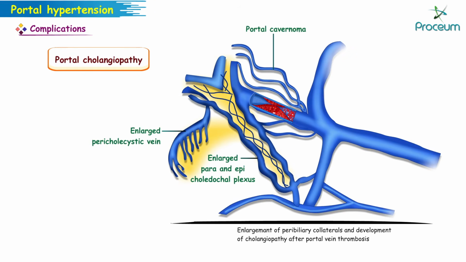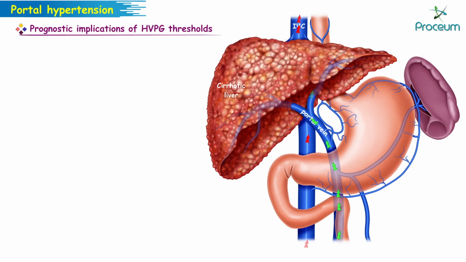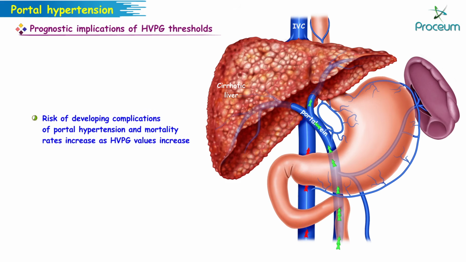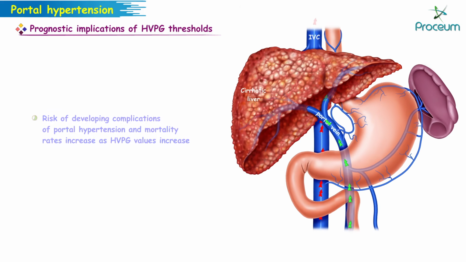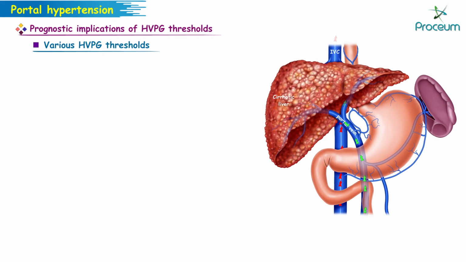Other complications include ascites, spontaneous bacterial peritonitis, hepatorenal syndrome, hepatic hydrothorax, hepatopulmonary syndrome, portopulmonary hypertension, cirrhotic cardiomyopathy, and portal cholangiopathy. Prognostic implications of hepatic venous pressure gradient thresholds: the risk of developing complications of portal hypertension and mortality rates increase as the hepatic venous pressure gradient values increase. Various hepatic venous pressure gradient thresholds have been noted to have prognostic significance among patients with cirrhosis.